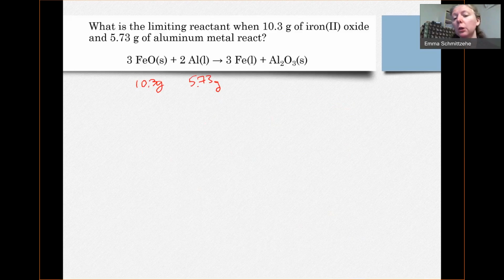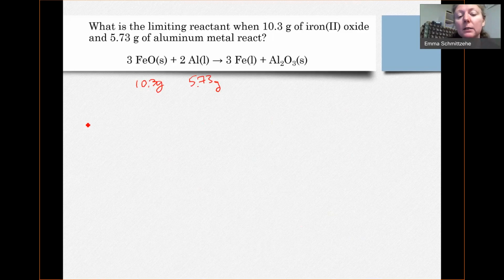Okay, so we're going to do the product method. We're going to take each of these values and convert them to a product, figure out how much of that product can be formed. Now, this reaction has two different products. It has a product of iron and a product of aluminum oxide. And it doesn't matter which one you pick. The key is you have to convert everything to the same substance, okay? So I'm just going to go ahead and convert them both to iron, okay?